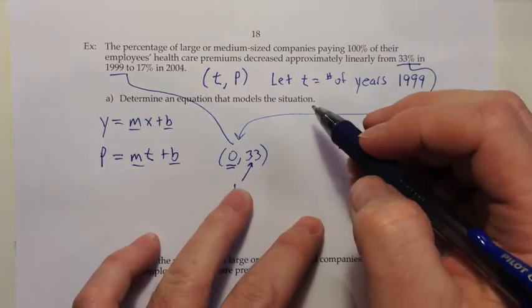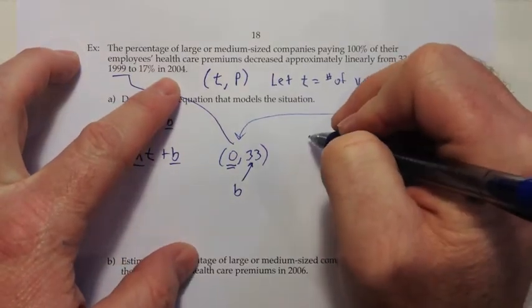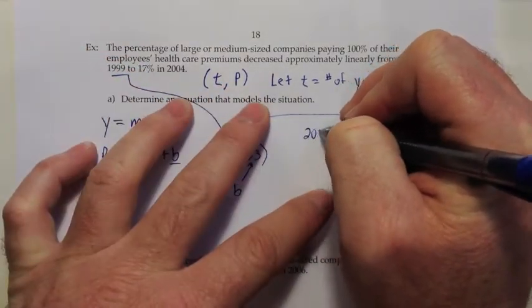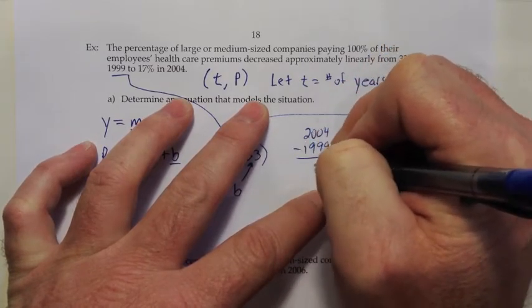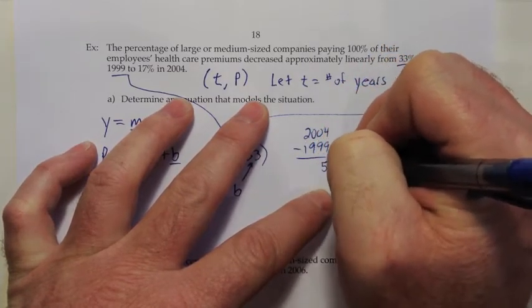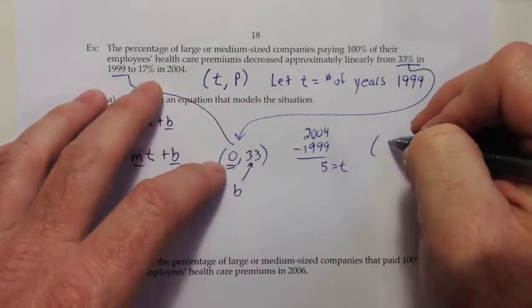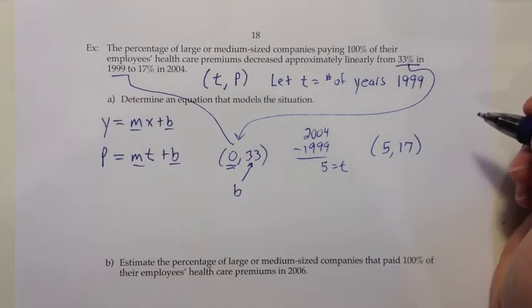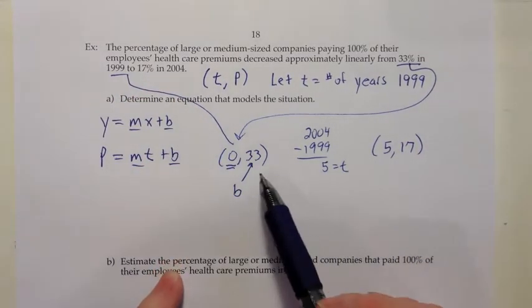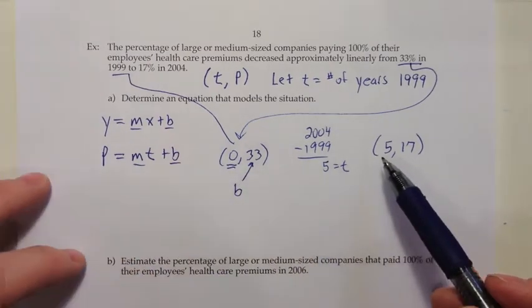And then our other ordered pair is in 2004 it was 17%. So 2004 minus 1999 gives us a 5, and that would be the value of t for that ordered pair. So I have another ordered pair which would be 5 for the year and 17 for the percent. So because this one's a 0, I know b, and then I could use these two to get the slope.